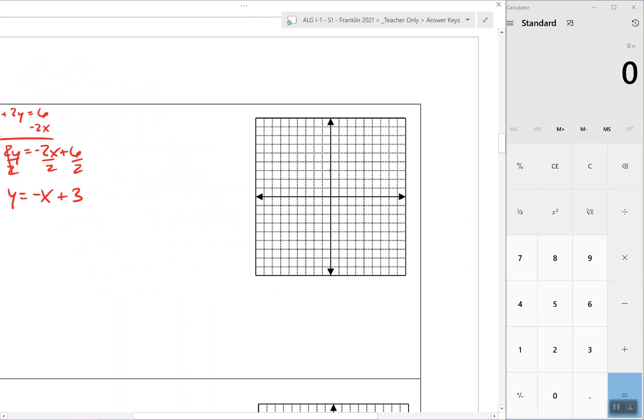We'll start at 3. Slope is -1, so down 1 over 1. I'm going to skip every other because I don't want to draw that many dots. There's the line there, -x plus 3.